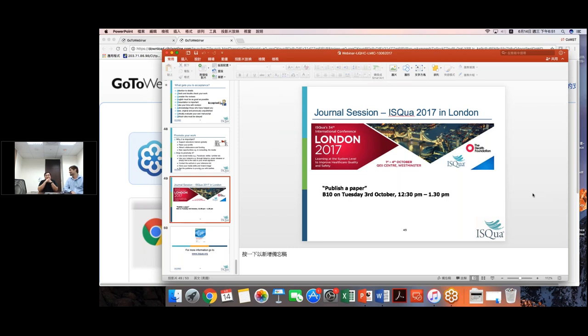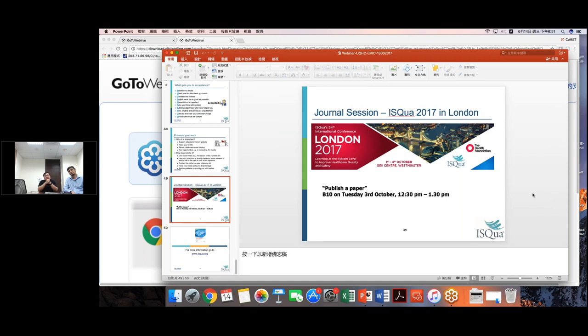Ranking of the journal. The journal ranking is actually done by a company called JCR, Journal Citation Reports, and the impact factor, or citation impact factor, is just one of the indicators. But again, it's almost like a universal standard for all the countries in the world that we look at journal impact factors.